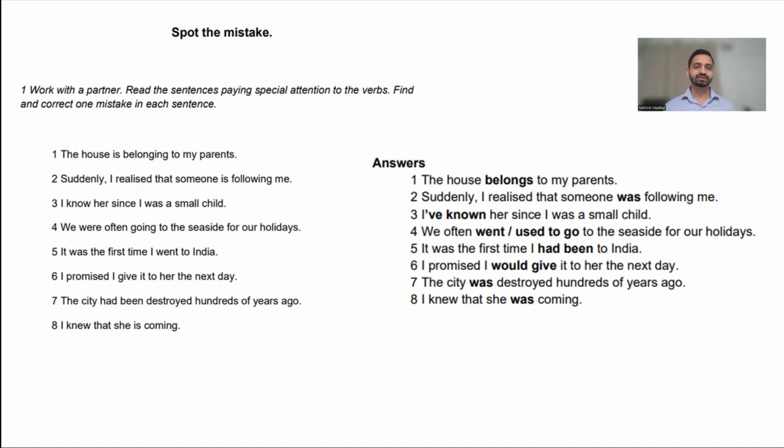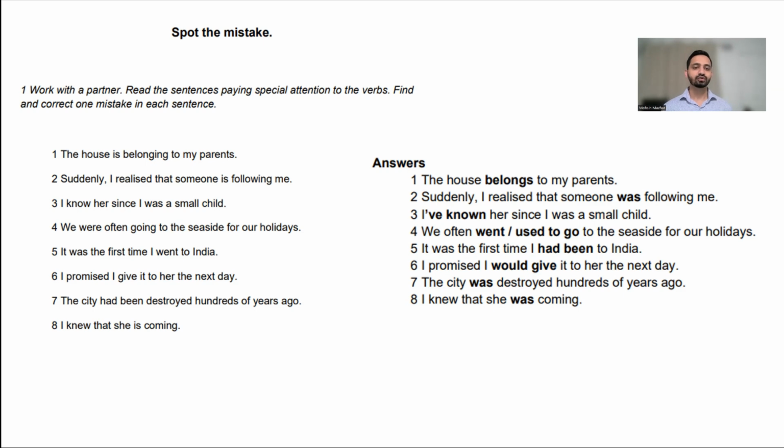Suddenly, I realized that someone is following me. I realized in the past, right? So you have to use the past: was following me. Suddenly, I realized that someone was following me. I know her since I was a small child. I have known her, all right? Present perfect here. You will use present perfect instead of present simple. I have known her since I was a small child.